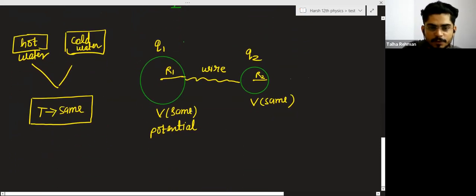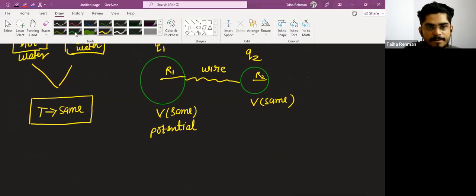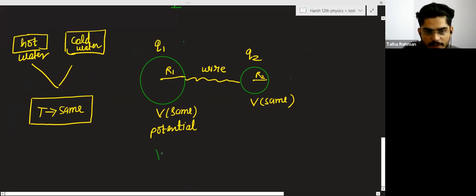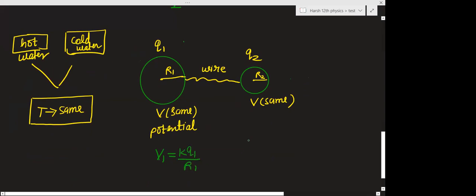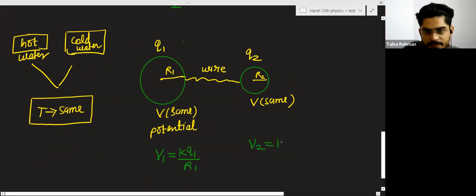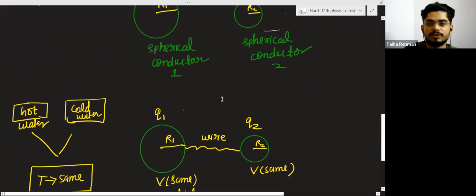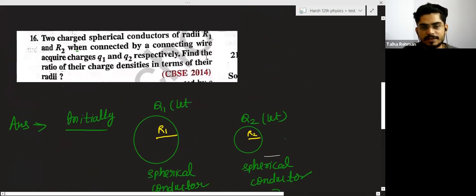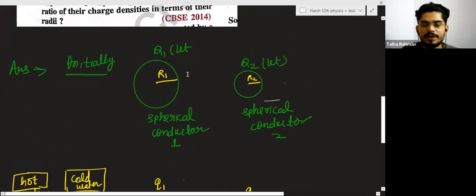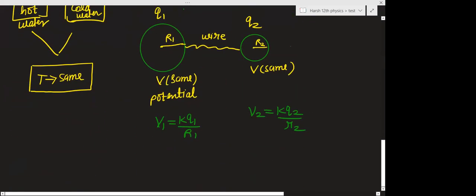So what is the formula for potential? We know that the potential of sphere 1 is given by K Q1 divided by R1, and the potential for this one is given by K Q2 by R2. They are saying to find the ratio of their charge densities in terms of their radii.